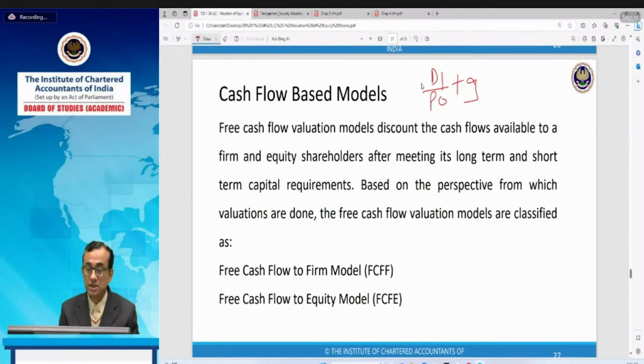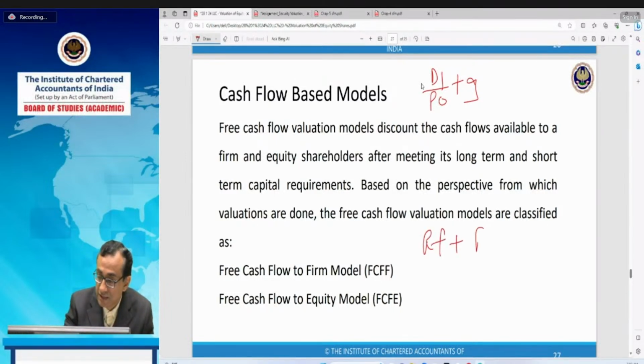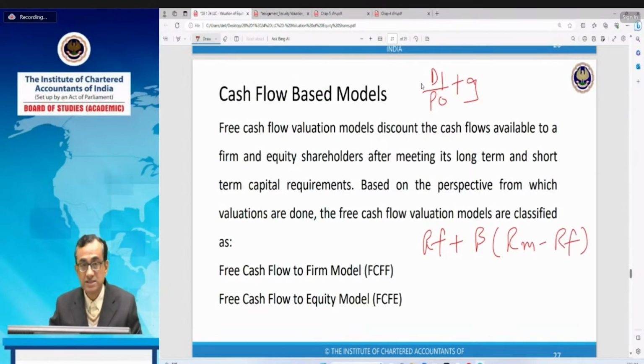In the CAPM model, we use the formula RF plus beta into RM minus RF. RF is the risk-free rate, beta signifies volatility, how volatile the stock is in comparison to the index, that is either Nifty or Sensex. RM is the market rate of return, and RF is the risk-free rate of return. So cost of equity can be calculated by both these methods.